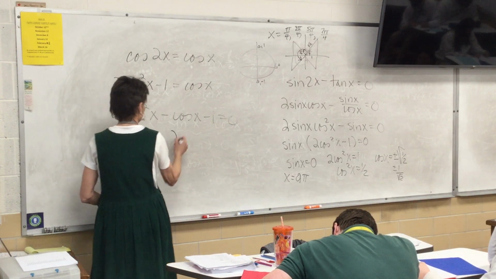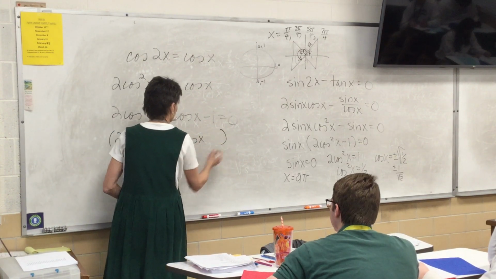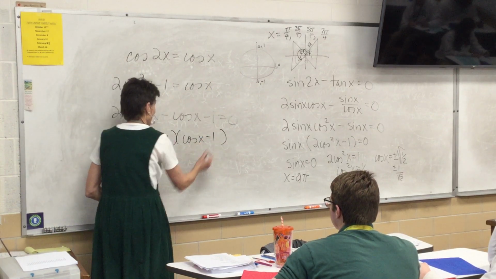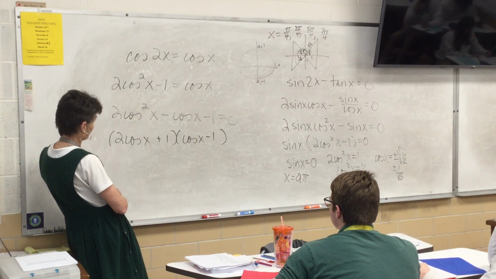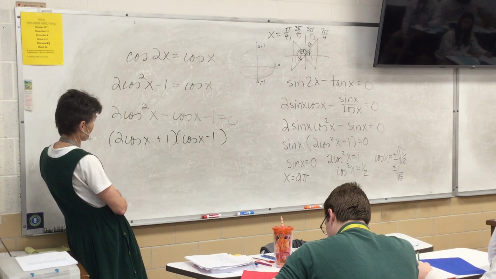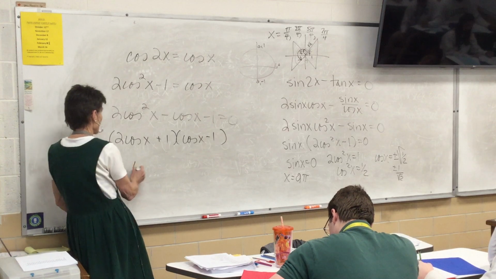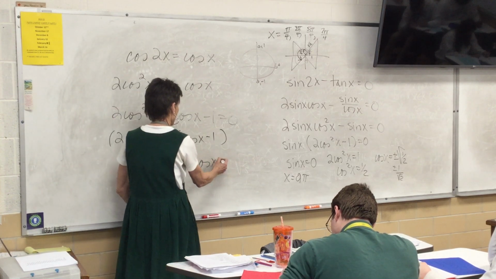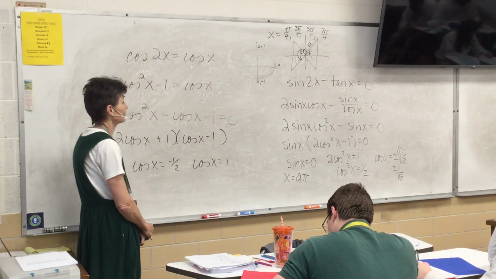If it does, it's going to be 2 cosine and cosine. It has to be 1 and 1, plus and minus. Does that work? Yeah. So cosine equals negative 1/2, and cosine equals 1.